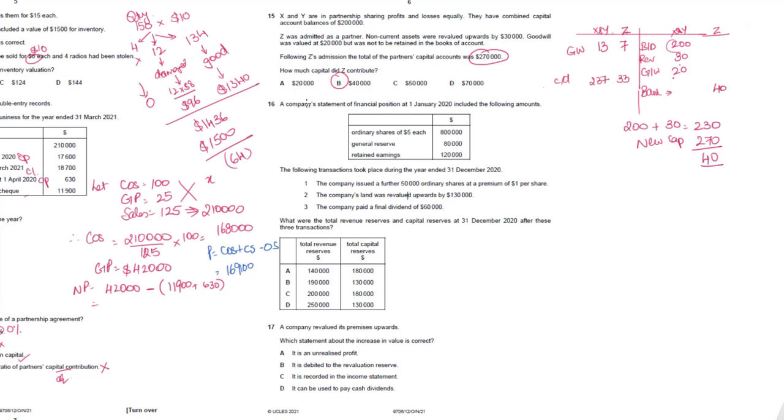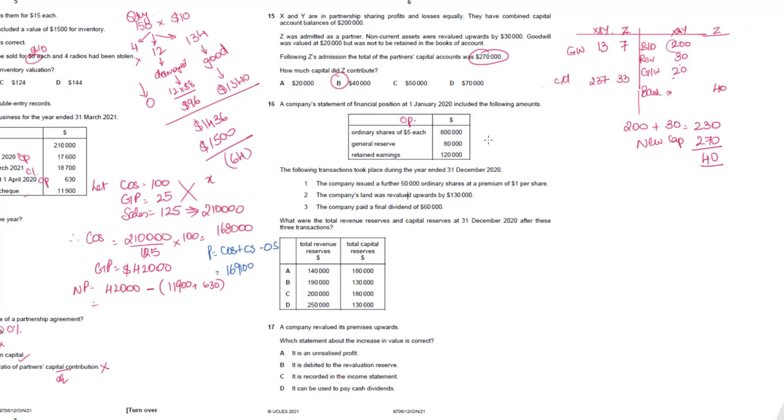A company's statement of financial position at 1st Jan 2020 included the following: ordinary share capital, general reserve, retained earnings. Following transactions took place. So all these are opening balances. Company issued a further 50,000 ordinary shares at a premium of $1. Company's land was revalued upward by 130,000, and the company paid a final dividend of 60,000. What were the total revenue reserves and capital reserves?